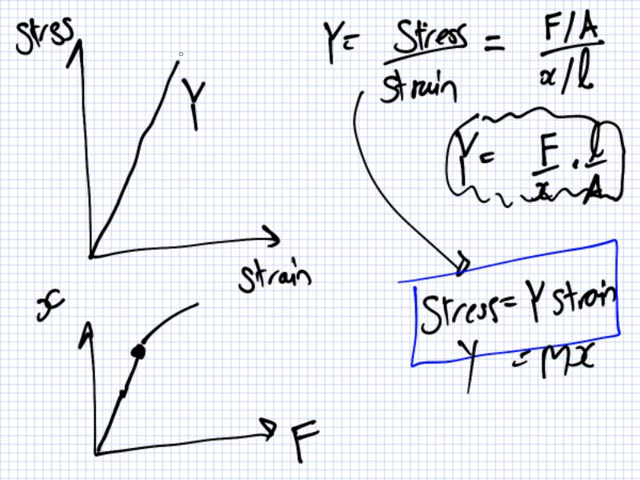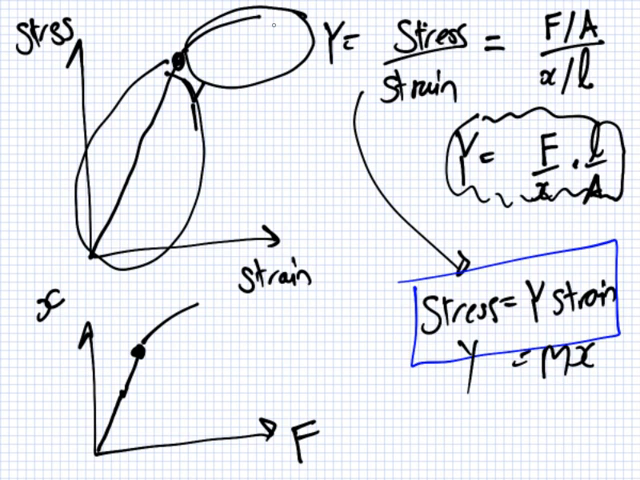Same thing happens here. If you keep increasing the strain, if you keep making it longer, the stress will increase, the force will increase, and it will increase until a point where it breaks. This is called the elastic limit. This part of the graph is still called the elastic region, and this part here of the graph, plastic region.